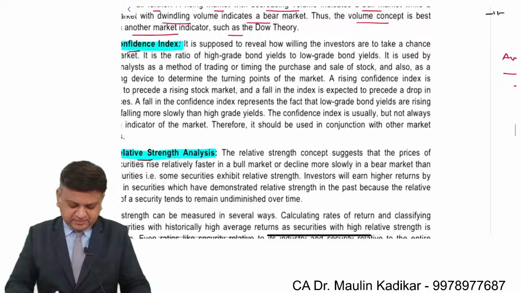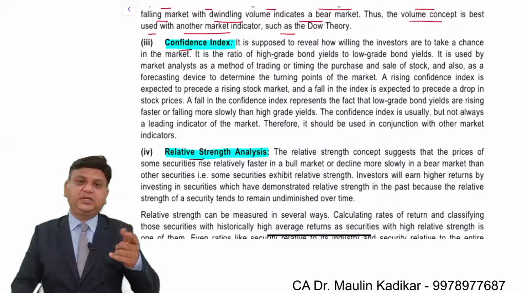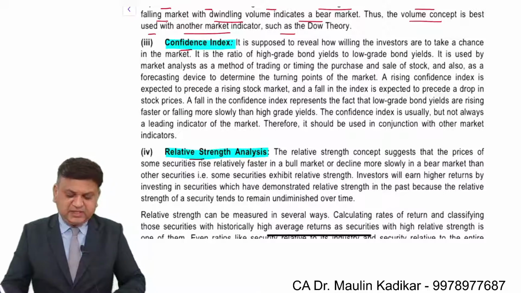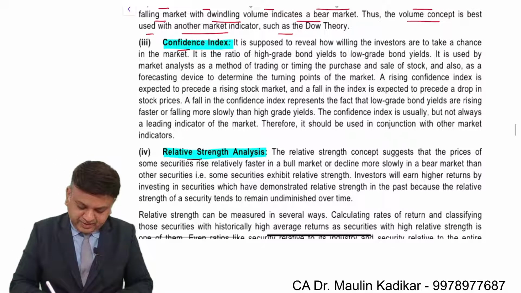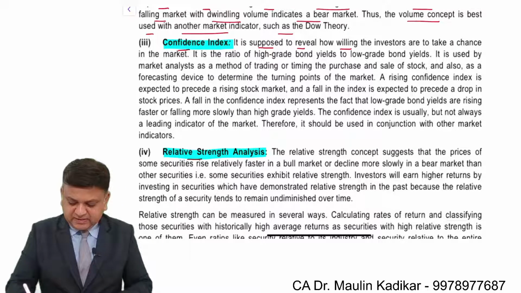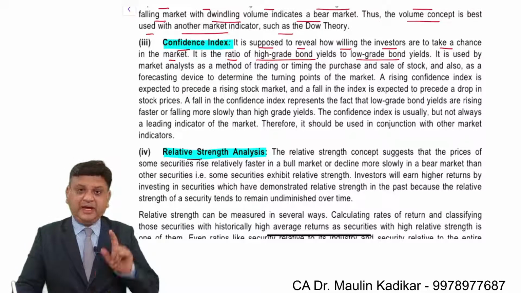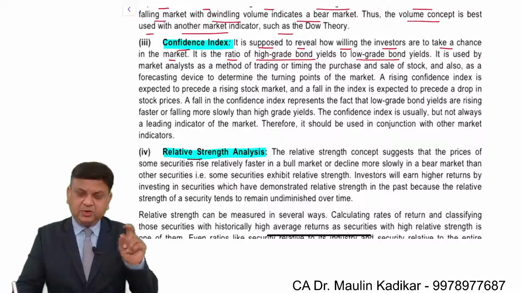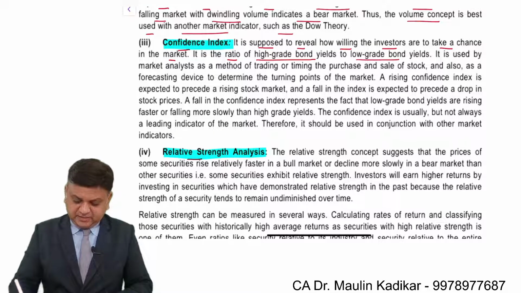A number of ratings are there. So the confidence index is basically calculated using these kinds of returns, and it is indicating the overall economic situation. It is supposed to reveal how willing the investors are to take chances in the market. The ratio of the high grade bond yield to low grade bond yield. High grade means AAA. Low grade means comparatively lower, let us say BBB or CCC, something like that.